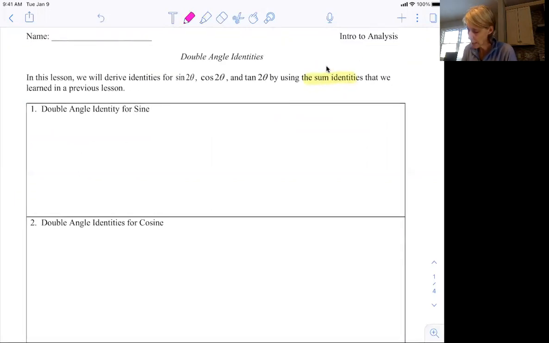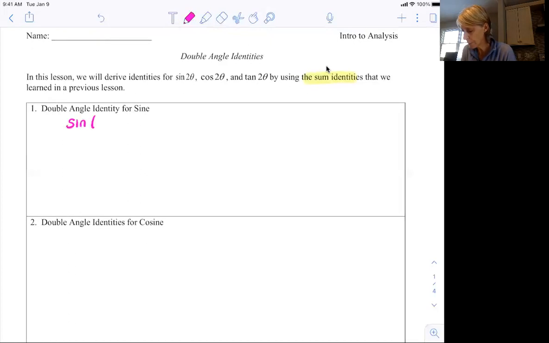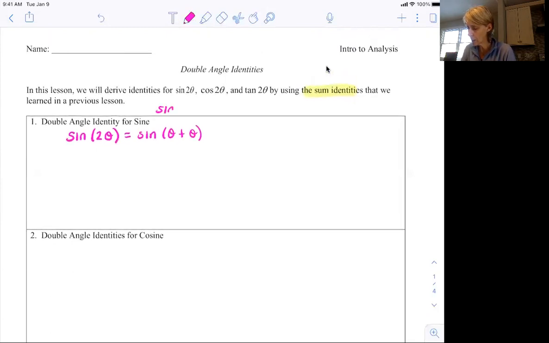So we can say that the sine of 2 theta is the sine of theta plus theta. And I hope that makes sense to people. If we just add two of the same angle together, we get two of them. And if we recall from our previous lesson, the sine of A plus B, now you don't have to memorize these. Okay, we just have to know how to use them. Sine A cosine B plus cos A sine B.